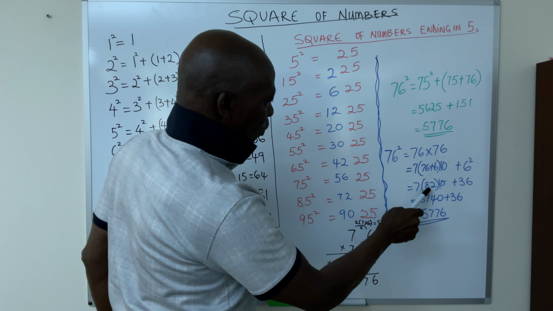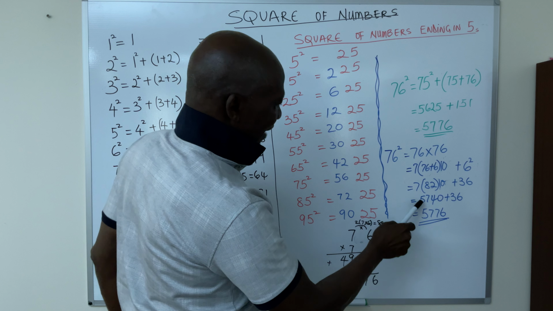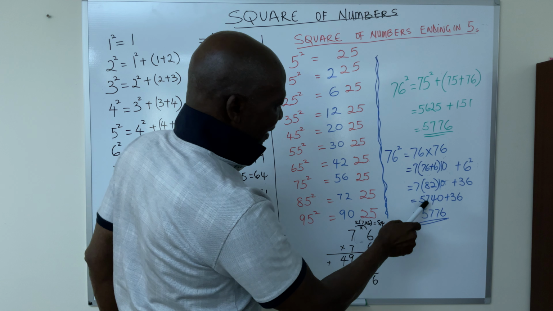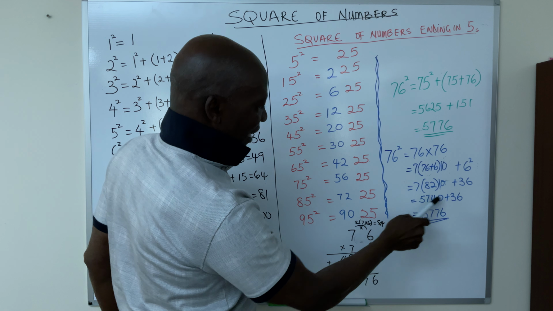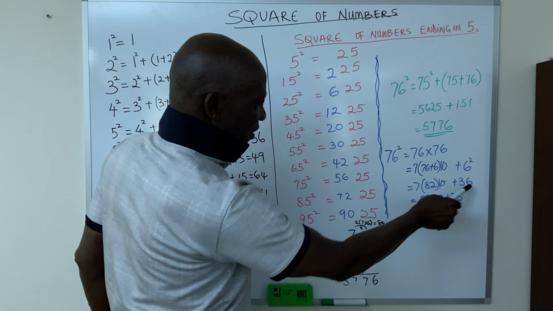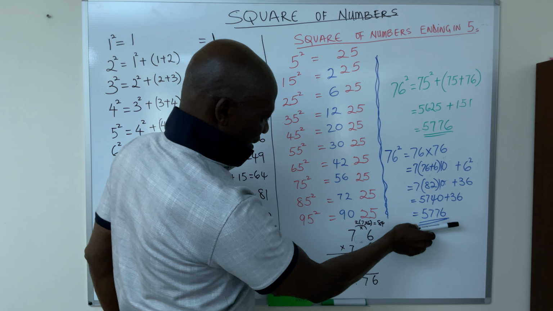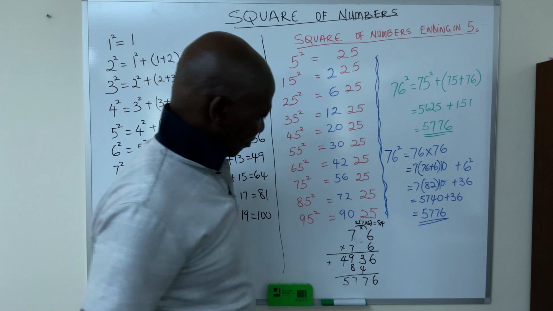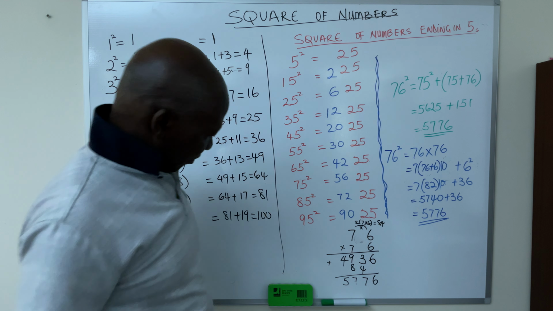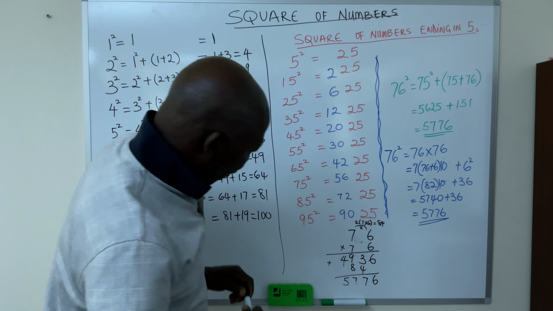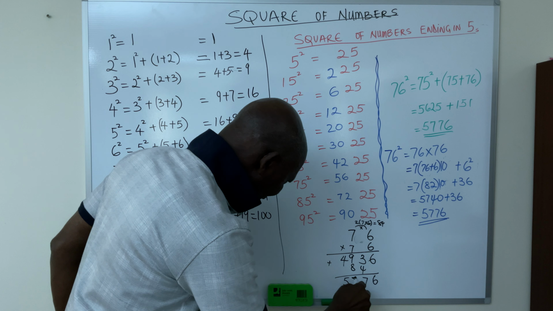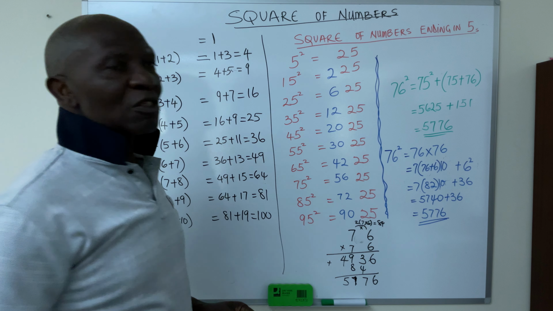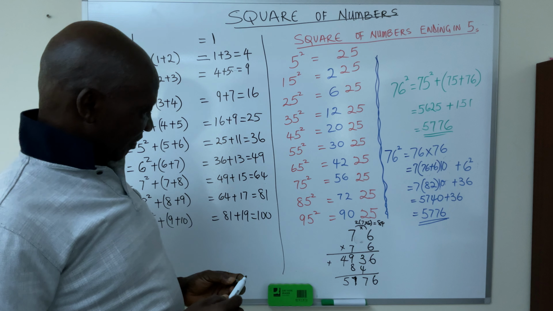Multiplying 82 by 7, that is 574 times 10, 5,740, plus 36. This gives this again. If you look at what we have here, it is another method. So we have various methods of getting the square of numbers.